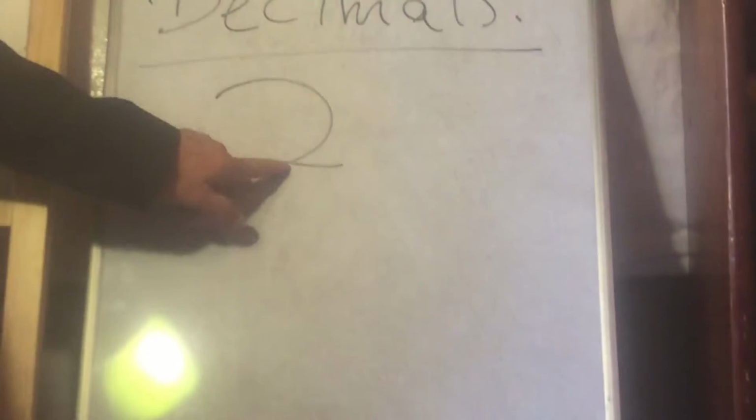Now, we have decimals to go through in this video. Decimals. The first point I want you to know in this video is this: what about this number here? Does it have a decimal point? It doesn't look like it has a decimal point, but it does.